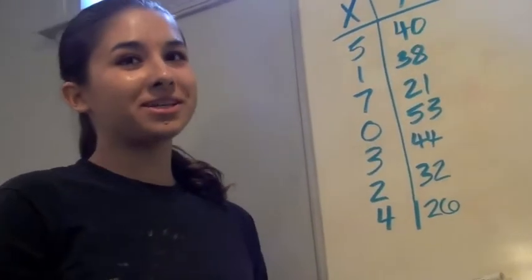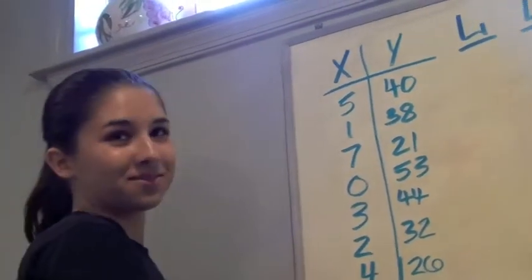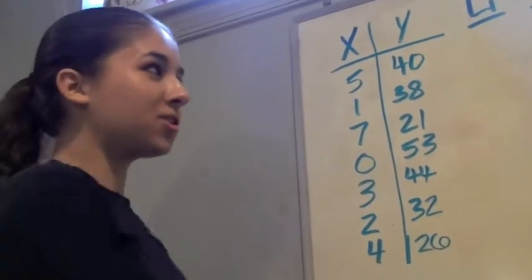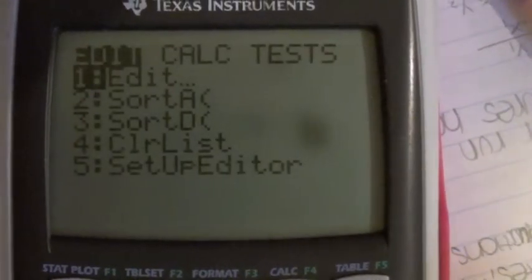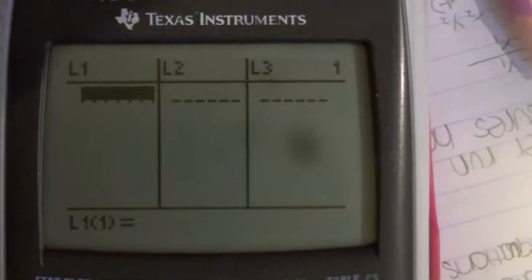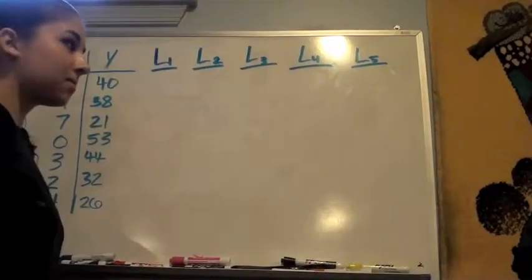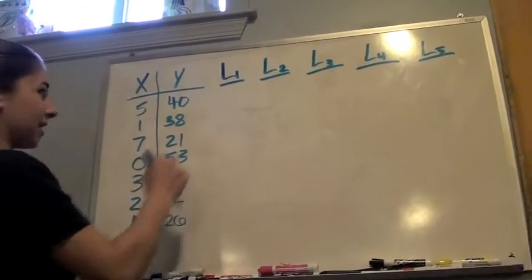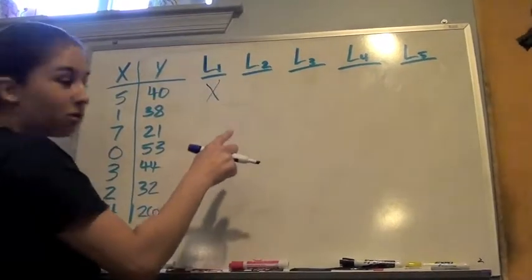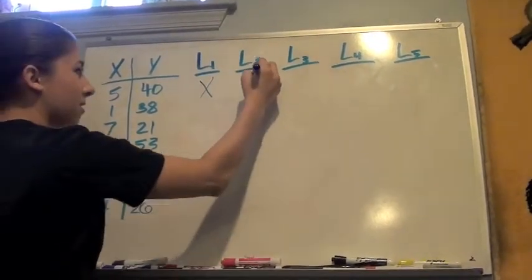Okay guys, it's really easy. Here's your data you were given. Now you just gotta fill things into your calculator. On the calculator, you're gonna use your list. So you're gonna turn it on and go to Stat, Edit, and then there's your list that you're gonna fill everything out in. List 1, you're gonna fill in your X list. On list 2, you're gonna fill in the Y's.